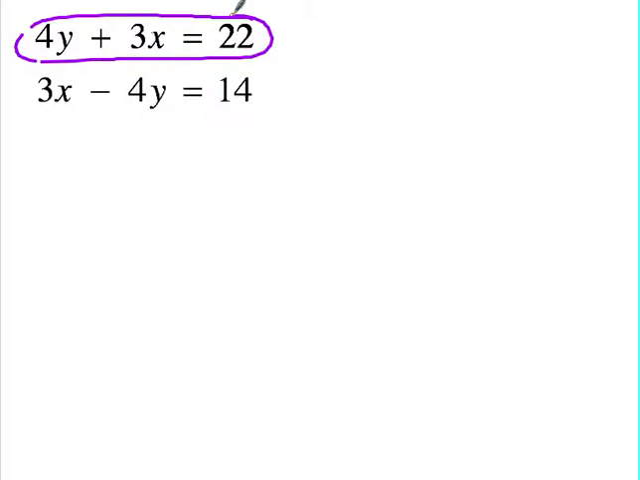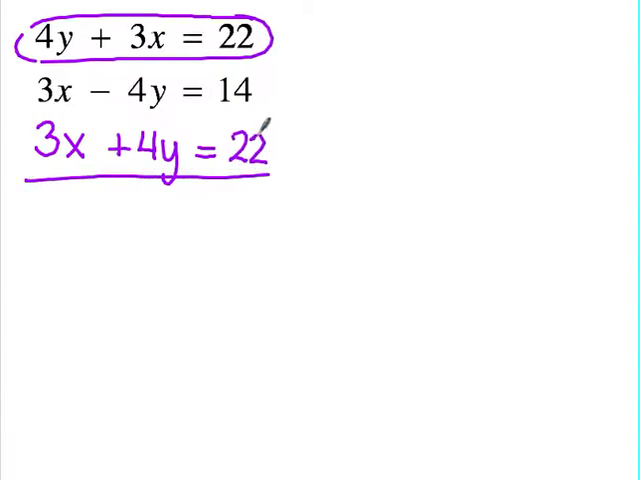So what will go first? 3x, yep, plus 4y equals 22, good. So now these are the two equations I'm going to go ahead and add together. So what is 3x and 3x? What is negative 4y and positive 4y? 0, which is exactly what I wanted to have happen. What is 14 and 22? 36.